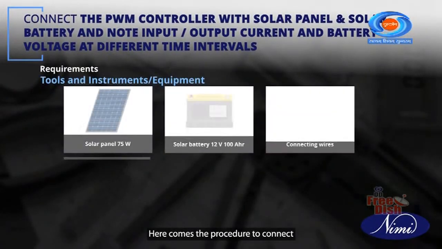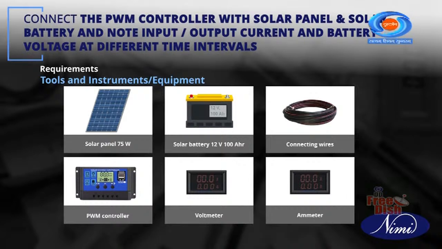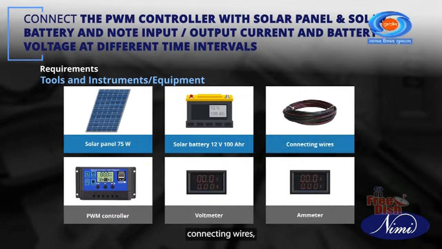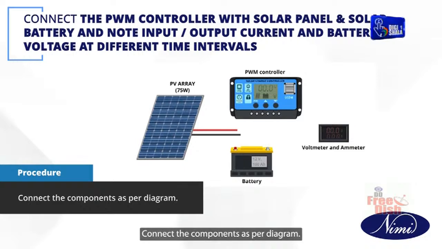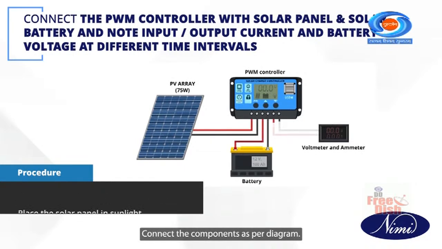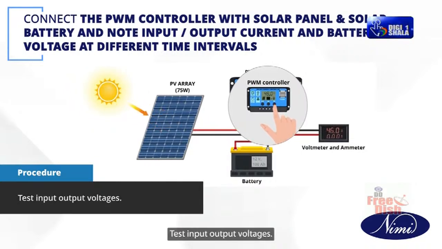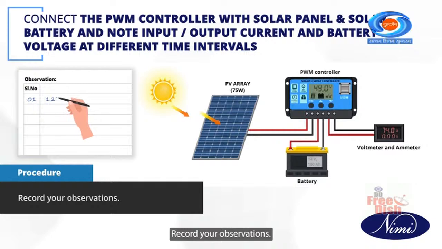Here comes the procedure to connect the PWM controller with the solar panel and solar battery. Ensure you have all the following tools and equipment: solar panel of 75 watts, solar battery 12 volts 100 ampere-hour, connecting wires, PWM controller, voltmeter and ammeter. Connect the components as per the diagram. Place the solar panel in sunlight. Test input-output voltages. Record your observations.